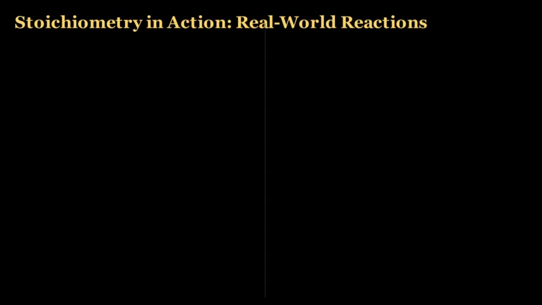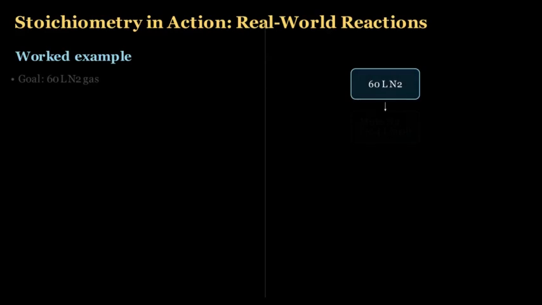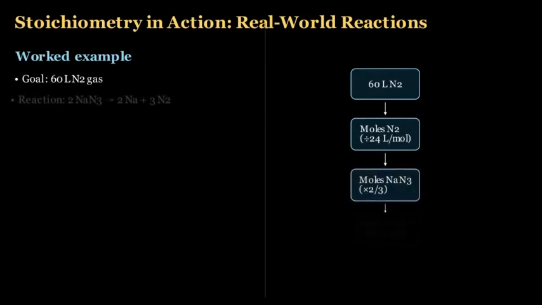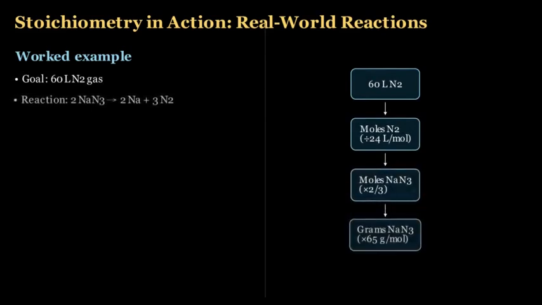Let's solve a real airbag problem. We want to produce 60 liters of nitrogen gas to fill the bag. The reaction is sodium azide decomposing, 2 NaN3 solids break down into 2 sodium atoms and 3 N2 gas molecules. Our job is to find the grams of sodium azide needed.